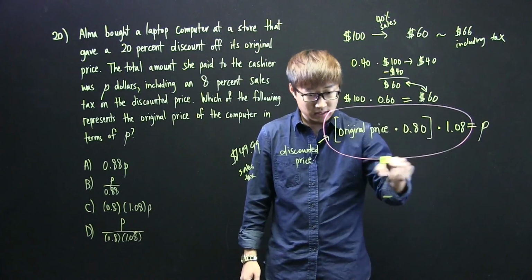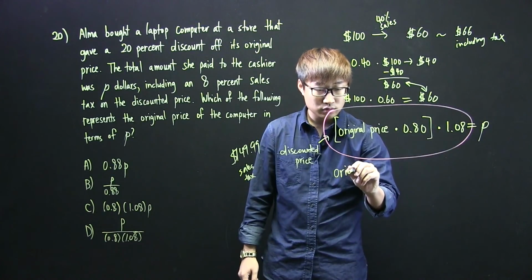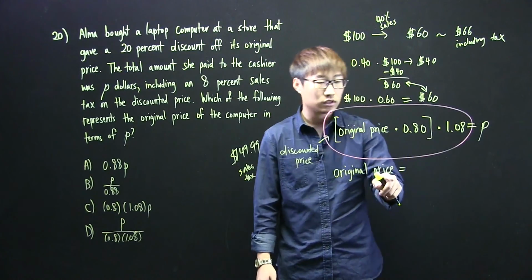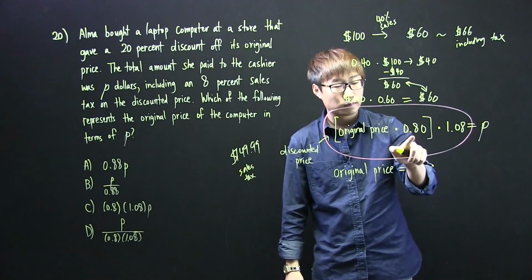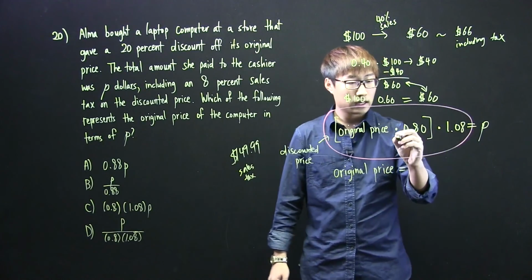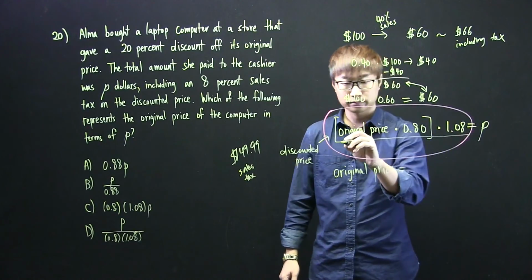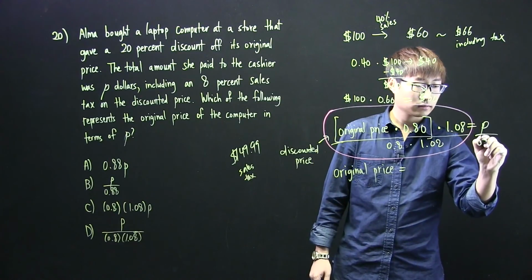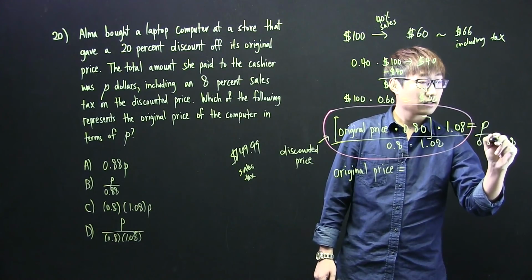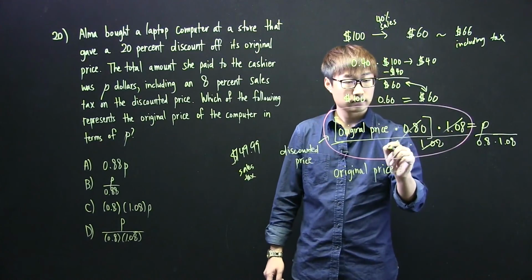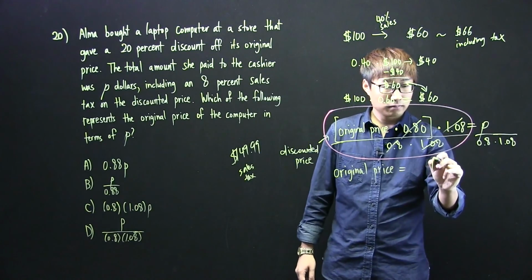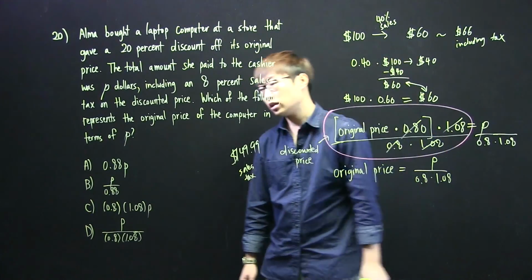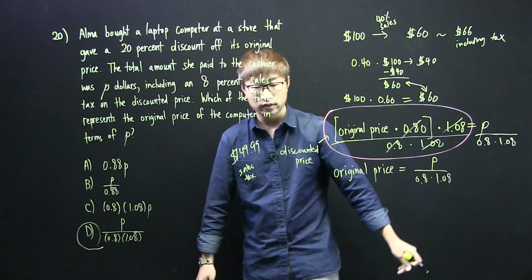So we're pretty much taking this equation up there and setting it equal to something like this. Original price is equal to something. So we just need to move things around. In order to cancel out this 0.80 and 1.08, I just need to divide this whole thing by 0.8 and 1.08 on both sides, right? So that I can go ahead and cancel these, right? So what does this become? P over 0.8 times 1.08, which leads to my answer choice, D over here, right?